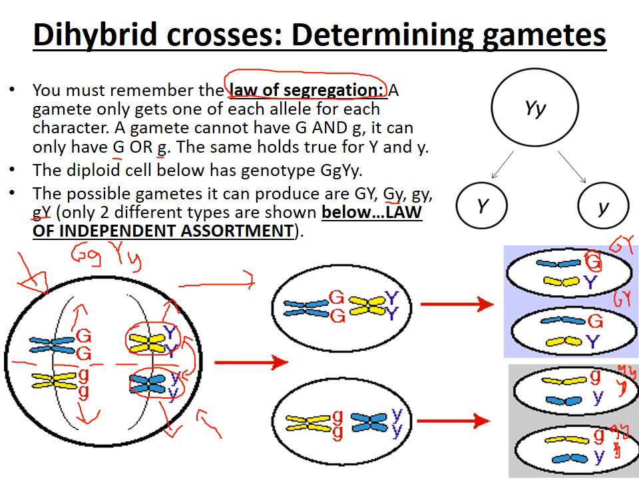The other rule we just saw here is the law of independent assortment, that you can have different arrangements about the metaphase plate, and that's why you don't just have to have big G and big Y and little g and little y. They can assort themselves independently and in different ways on that metaphase plate, and that's why you can get big G little y and little g big Y. You don't have to draw meiosis out every single time to figure out what your gametes are. We'll take a look at how to determine gametes in just a few minutes.